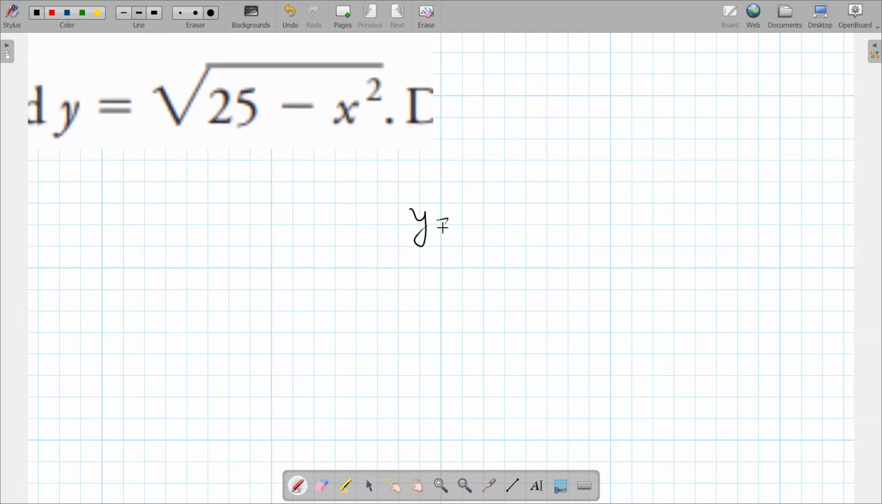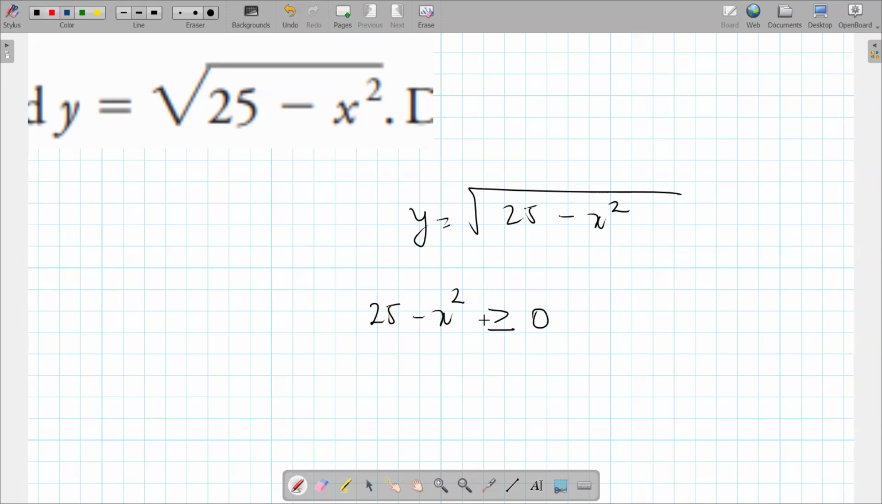So I'm gonna rewrite it. 25 minus x squared. Can you have a negative inside of the square root? No, you cannot. So that means your 25 minus x squared inside the square root has to be greater than or equal to 0. Do you agree?